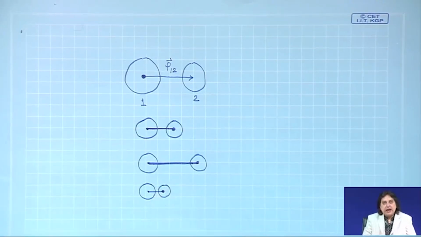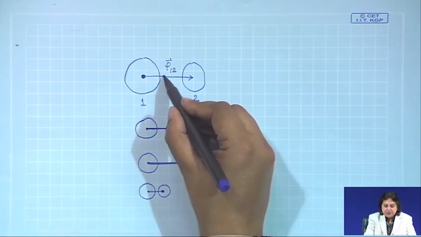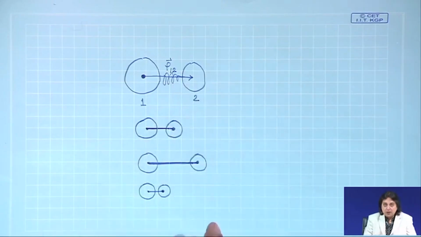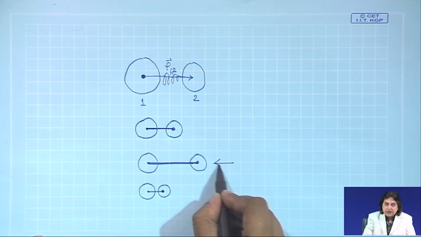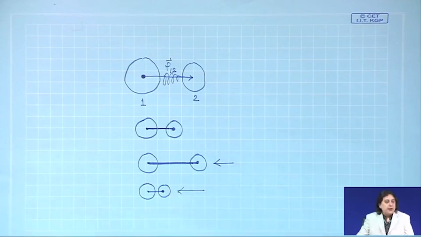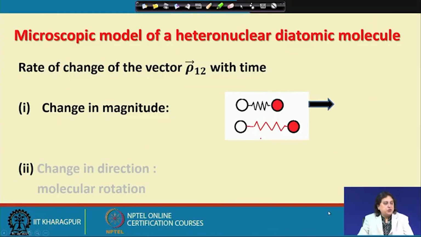As a result, I can say that it is essentially like a spring connecting the two particles, there is a bond which is vibrating about its mean position of the equilibrium bond length. This is when the bond is stretched and this is when the bond is compressed. Okay? So, this is exactly what we have shown here.